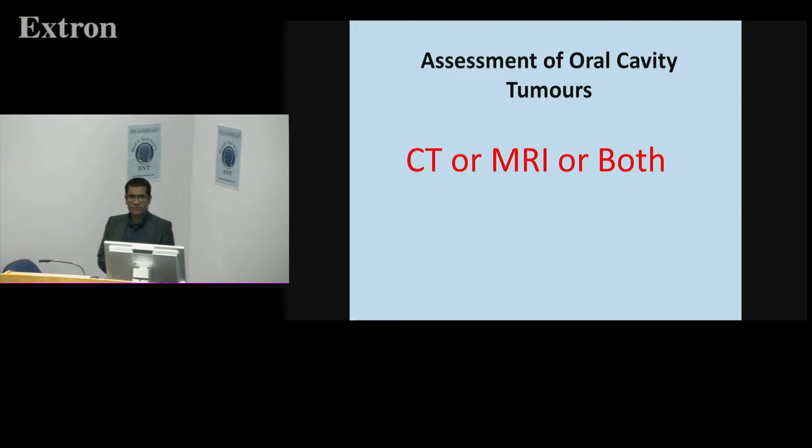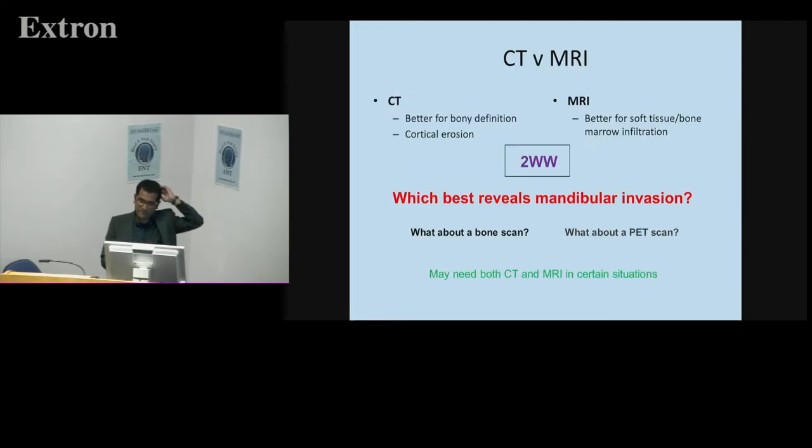In terms of assessing the oral cavity tumors particularly, MRI is the choice, but you may need both in certain circumstances, particularly if you suspect bony involvement. The difficulty with imaging when you do 2-week wait clinics is, if there's something obvious, you should really get all the investigations as soon as possible, because there's a timeline. So you've got 2 weeks to see the patient, 31 days to get a diagnosis, and 62 days for them to start their treatment. And sometimes it can be challenging.